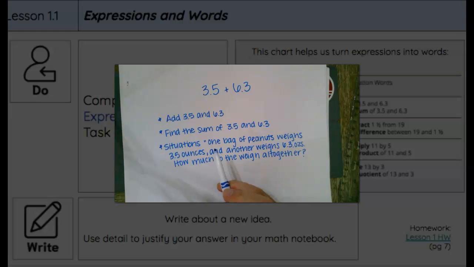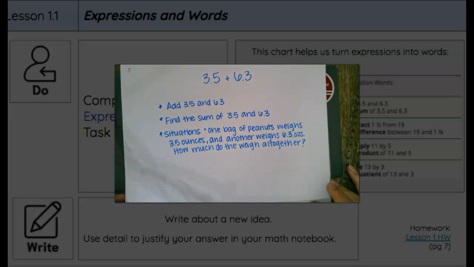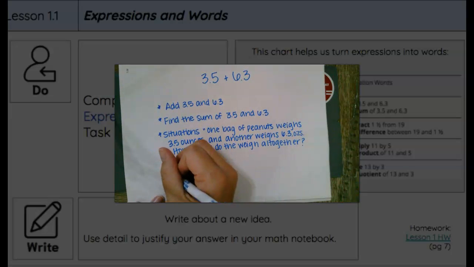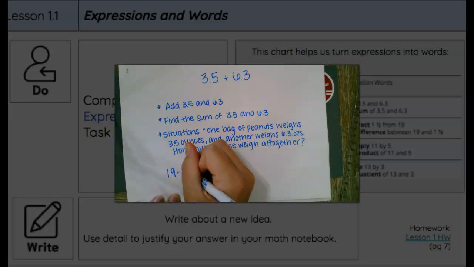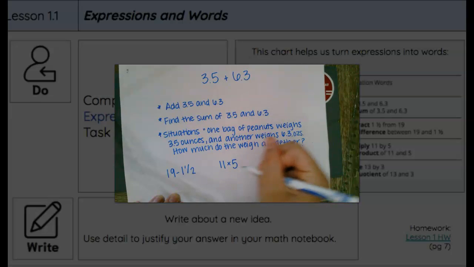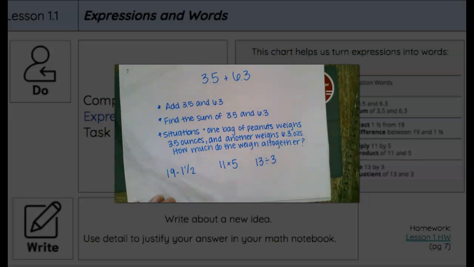Here's one that I came up with. One bag of peanuts weighs 3 5/10 ounces and another weighs 6 3/10 ounces. How much do they weigh all together? I'd like you to think about changing expressions into words for the following expressions. Pause this video and do that right now.